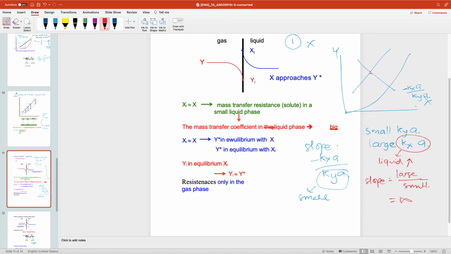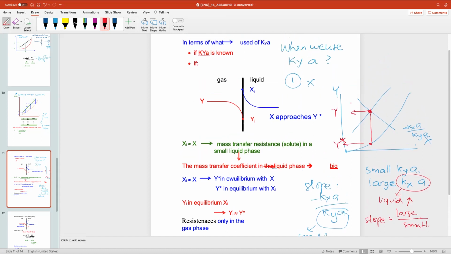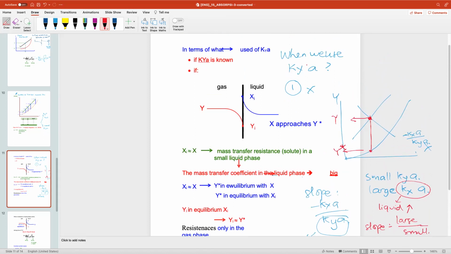That's right, Kevin. If you have a large resistance in your liquid phase compared to the gas phase, it would be similar to that one, and we can consider that similar to the y star. So again, when we use the capital KYA, the overall one, the second case is if the KXA is much, much larger compared to small k. So there you have it.